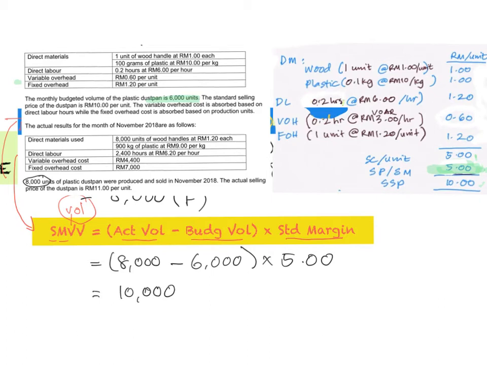Okay, so when we look at it closely, we want to see what kind of variance this is. The actual volume that you have sold is 8,000, but you budgeted to sell only 6,000, and you managed to sell 8,000. It means that you have sold more than what you have budgeted. So this is of course good news for you. You can sell an extra 2,000 units. Because of that, we say that the 10,000 there is the favorable variance.